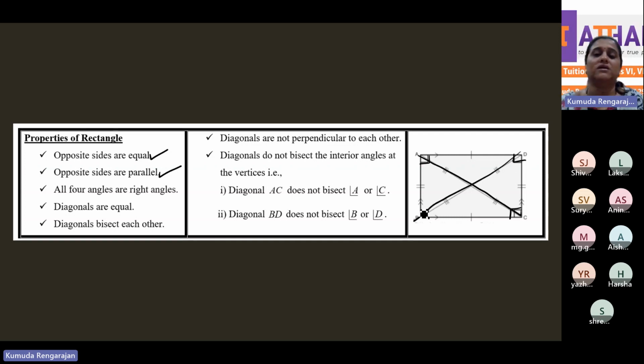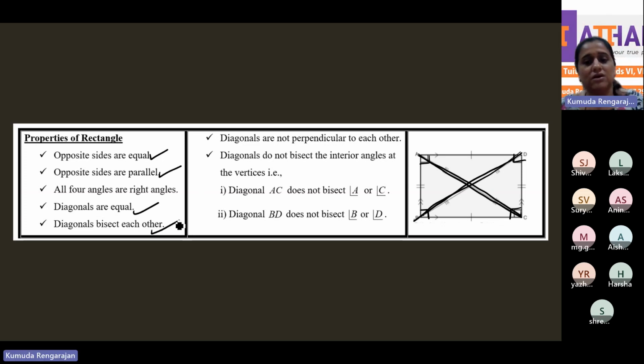So far, the two figures we saw, parallelogram and rhombus, diagonals were unequal. They were not equal. In a rectangle and square, diagonals will be equal. In both a rectangle and square, diagonals will be equal. Okay, so diagonals are equal. So here in a rectangle, diagonals are equal.